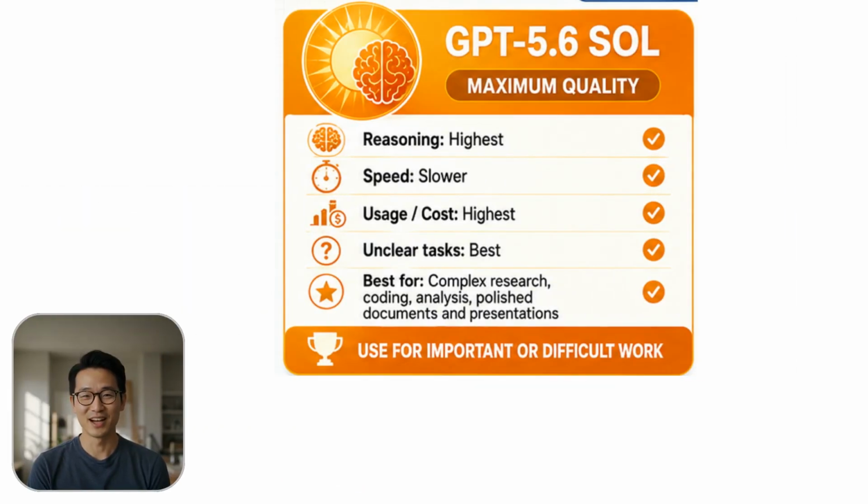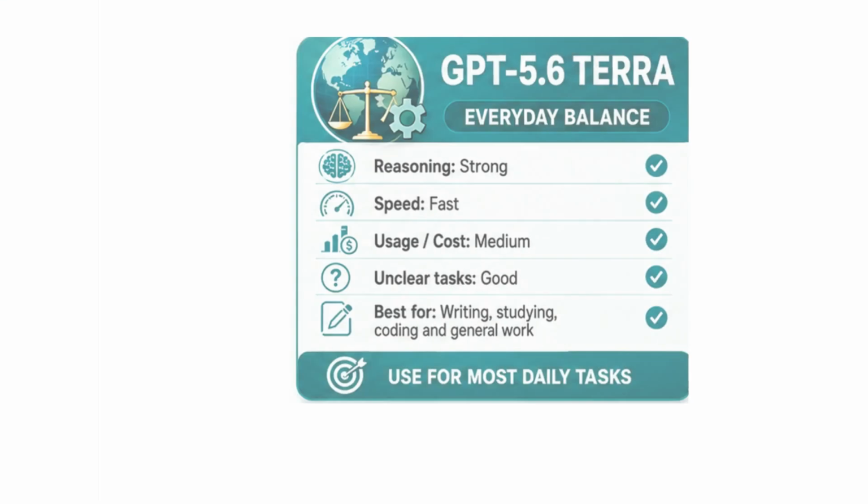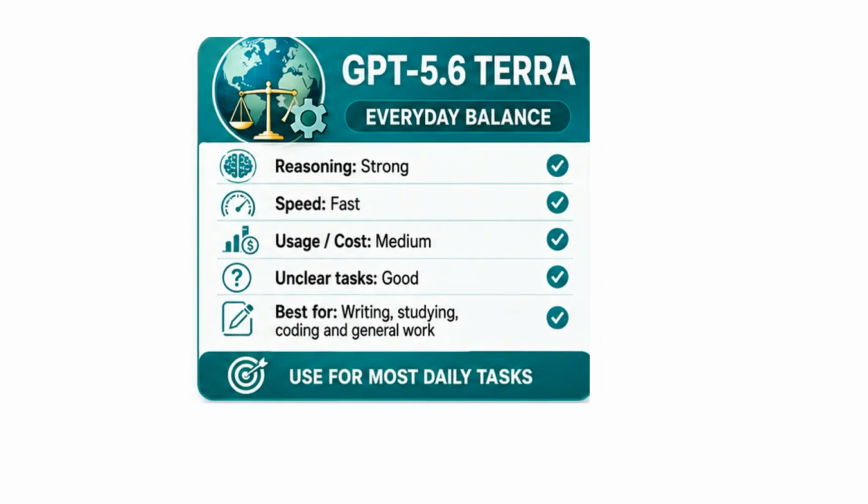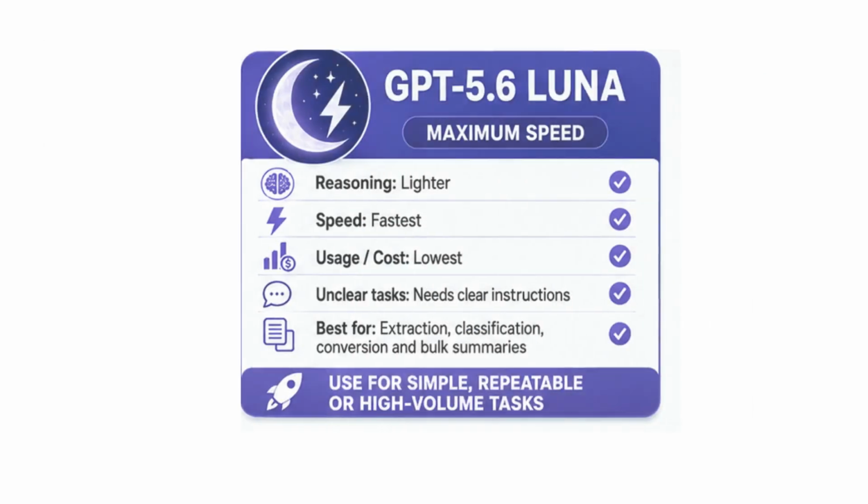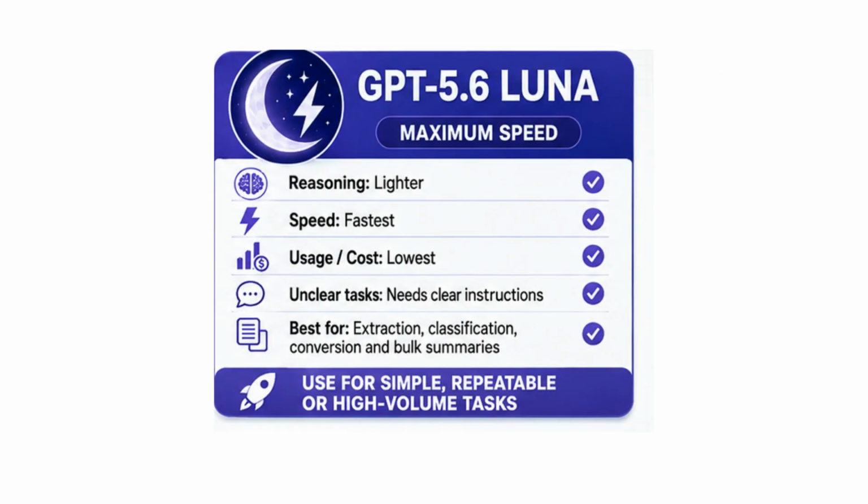GPT 5.6 SOL is built for maximum quality. Use this model when you need the highest level of reasoning for important or difficult work. GPT 5.6 TERRA is your engine for everyday balance. It is designed to be the go-to choice for most of your common, daily tasks. GPT 5.6 LUNA provides maximum speed. This model is perfect for simple, repeatable, or high-volume data tasks where efficiency is key.